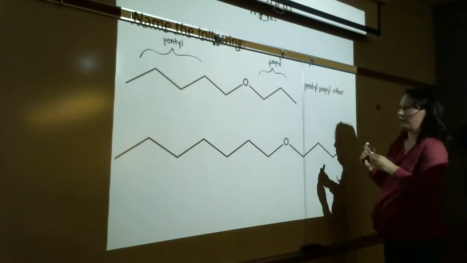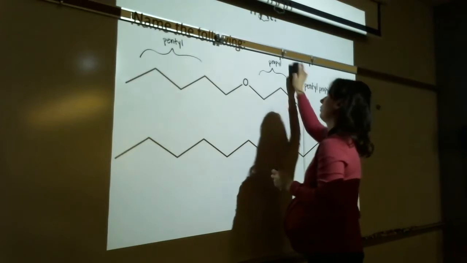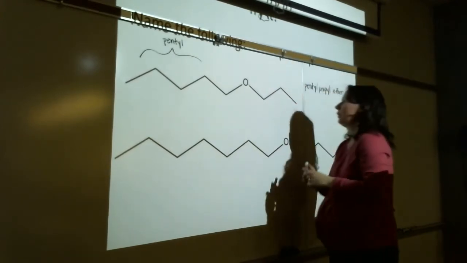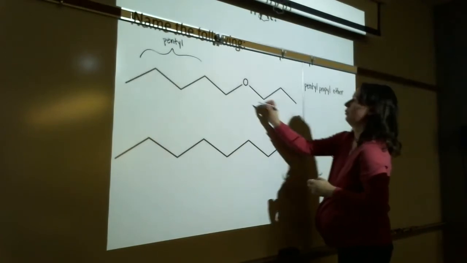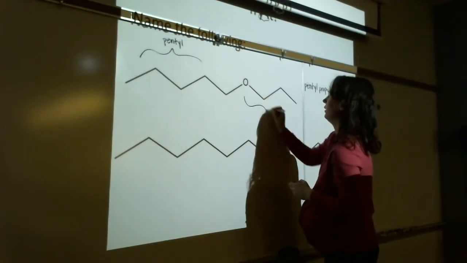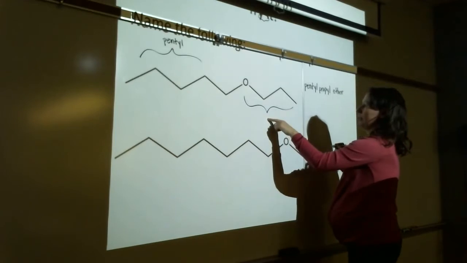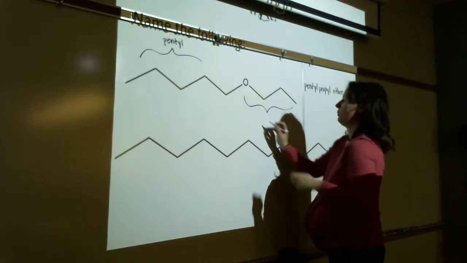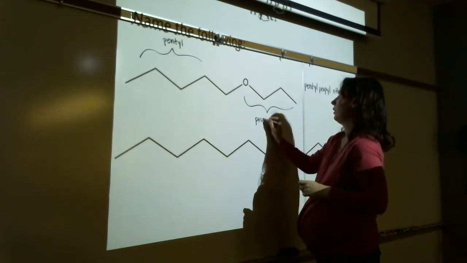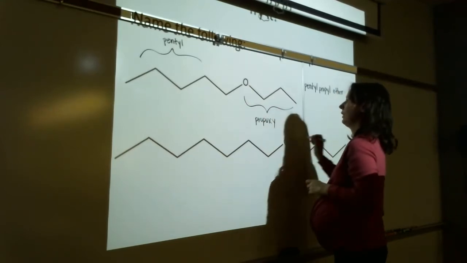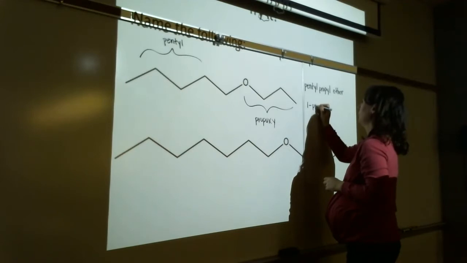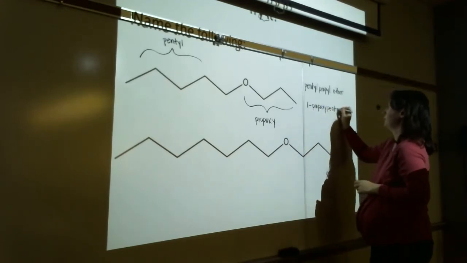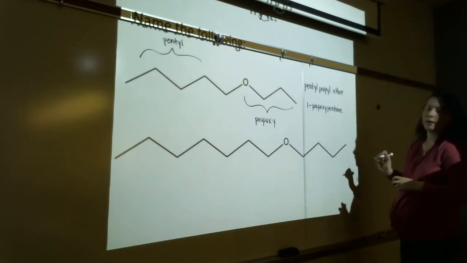But let's also name it using the IUPAC rules. What would the correct name be? This is really considered a substituent. What's it called? It's a 1, 2, 3 carbon chain with an O, so it'd be propoxy, right? So this would be 1-propoxypentane, right? I'll accept either one.